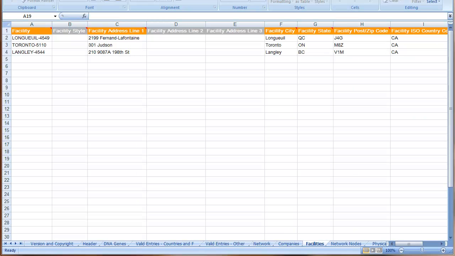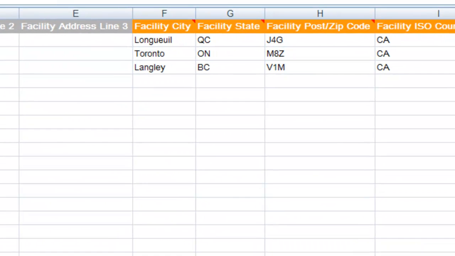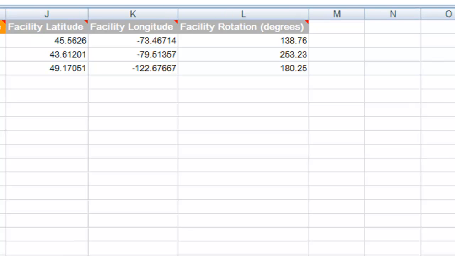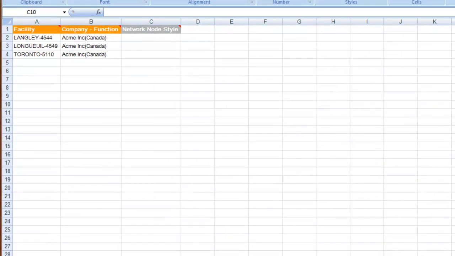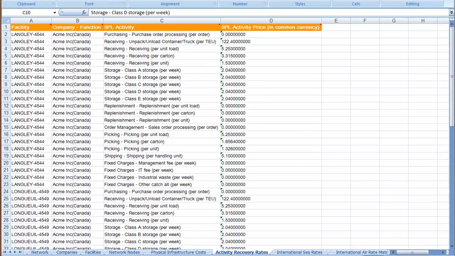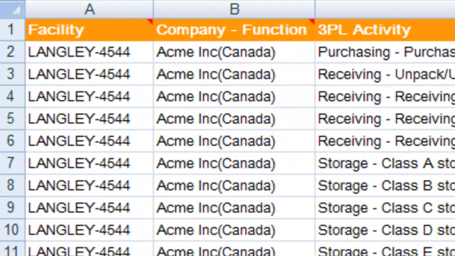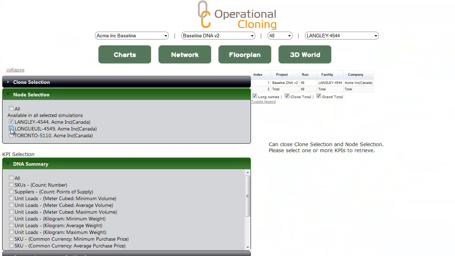Facilities are the real estate locations where your inventory is stored and handled. A facility has an address, and you can optionally define its latitude, longitude, and rotation to position it in Google Earth. A facility and a company is linked in the network node's gene to represent a node in your network. In this example, we have only one company and 3 facilities. All gene data are entered either in reference to the network, a node, or the facility. All measurements are also summarized either by node or facility and can be selected when analyzing results.